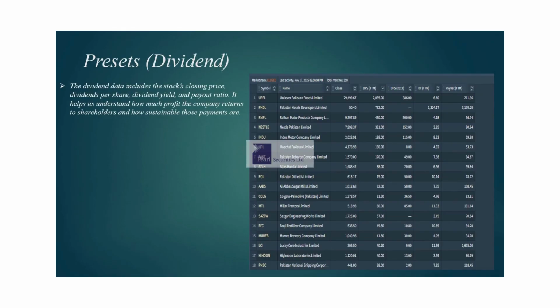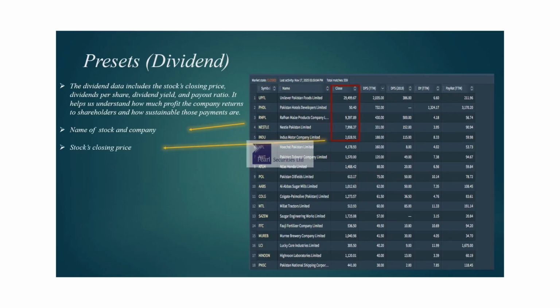The dividend data includes the stock's closing price, dividends per share, dividend yield, and payout ratio. It helps us understand how much profit the company returns to shareholders and how sustainable those payments are. Name of stock and company.